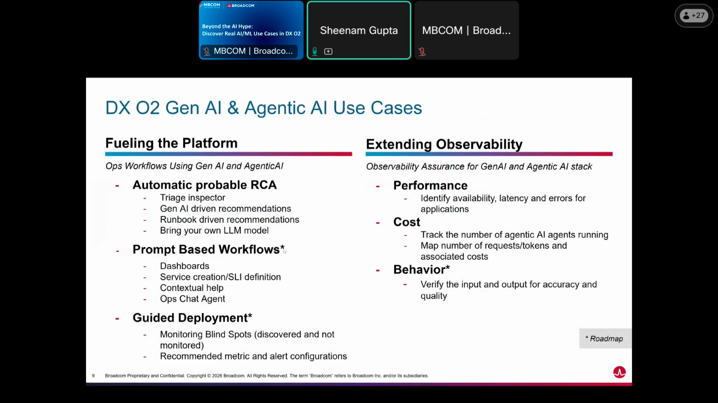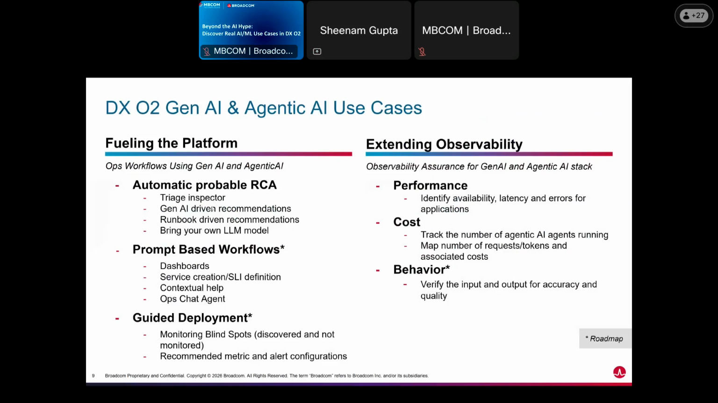Some of the areas which have been marked with asterisks are either partially available or a future roadmap item. Therefore, I've marked them as roadmap. But if I look into the left column first, which is using Gen AI and agentic AI within DXO2 to help the operational workflows, I will be giving a sneak peek into all of these areas, time permitting. I'm trying to maintain time here, but there has been an immense focus on the automatic probable root cause analysis. When we have all the data coming from the different sources, we want to use it to provide automatic probable root cause analysis.